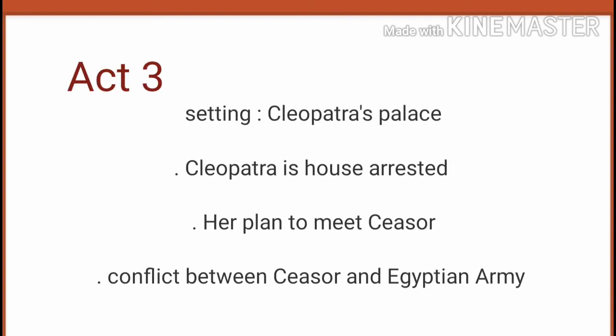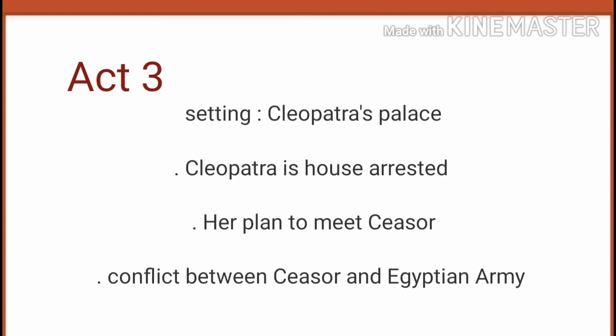Act 3. The setting of Act 3 is Cleopatra's palace, and Cleopatra is under house arrest because Ptolemy doesn't want to lose his kingdom. Cleopatra made a plan to meet Caesar, and in this plan, Tita and Apollodorus helped her. Cleopatra rolled herself in a mat, and Tita and Apollodorus took this mat to Caesar, who is in the Lighthouse.